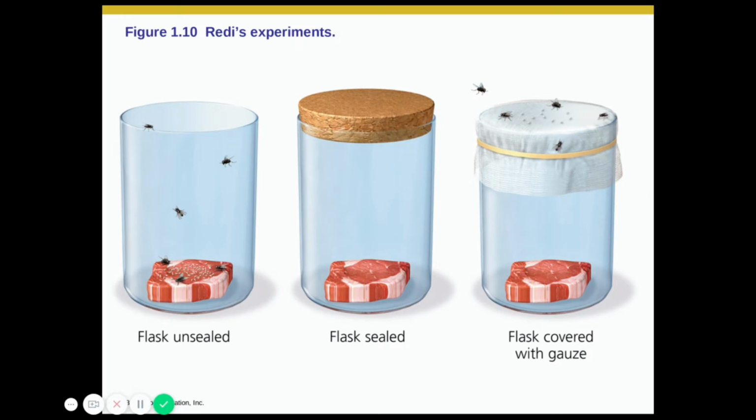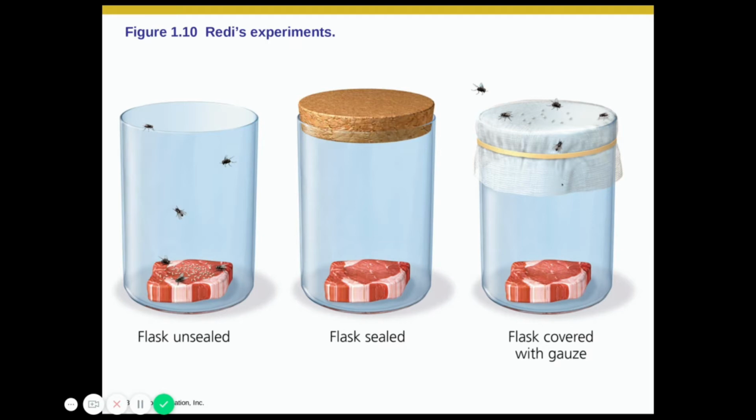And what he did is he allowed it to just sit there, right? Now, the meat that had the unsealed flask had flies to land on it. And then eventually maggots showed up. The one that was sealed never developed any maggots on top of it.